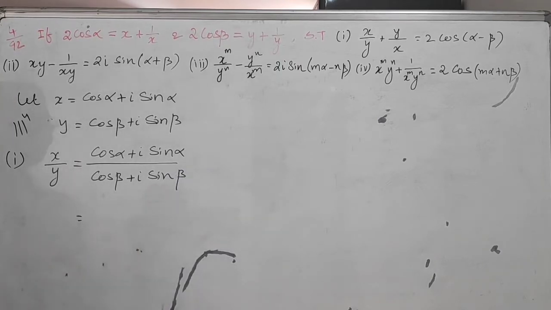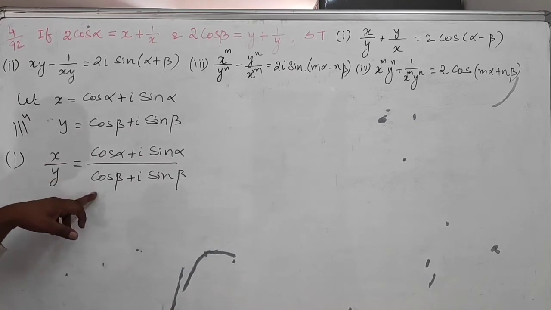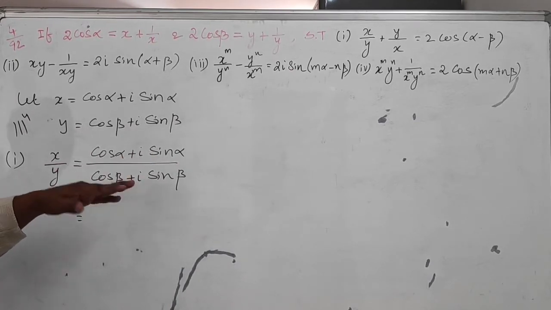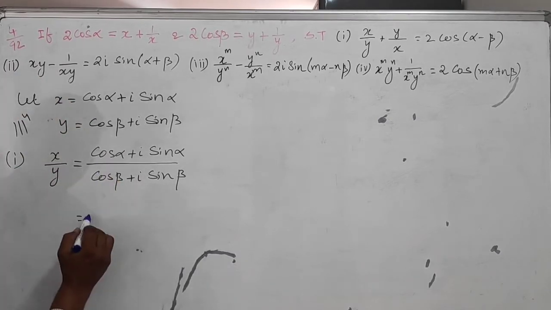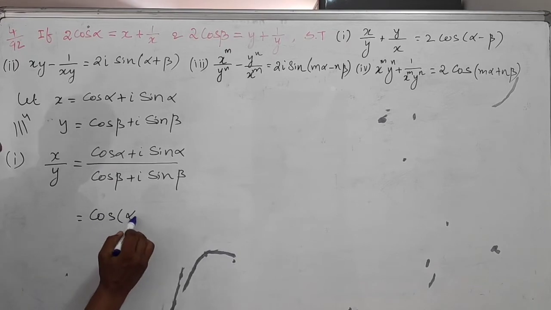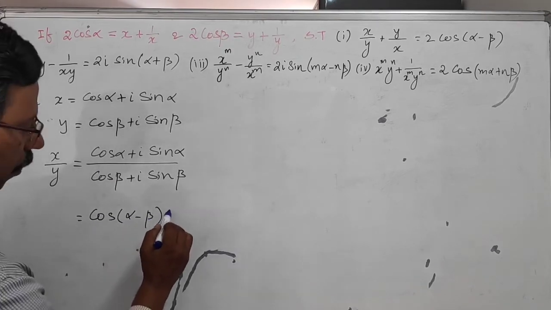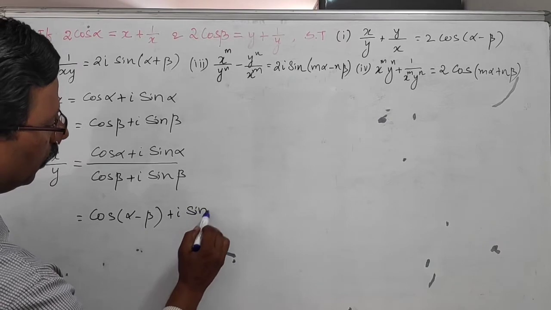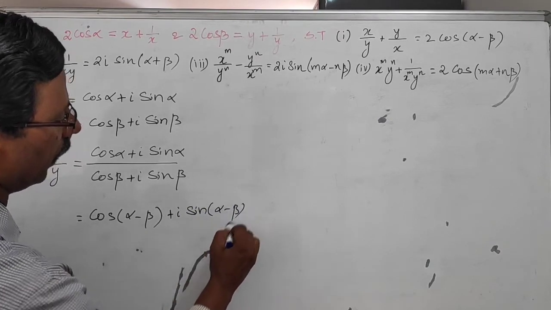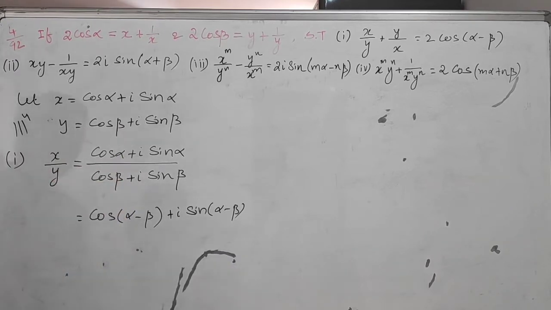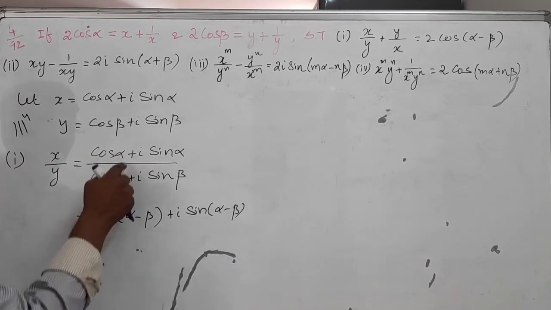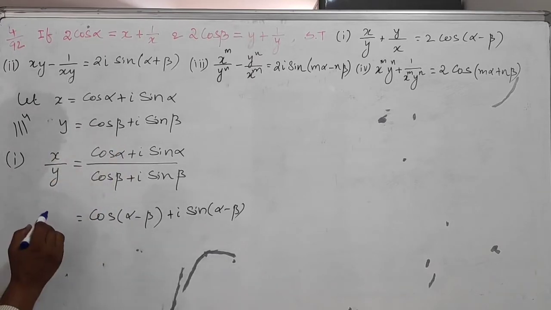Whenever you want to divide one complex number by another complex number in polar form, now they are in standard form, while dividing we can subtract their arguments. This can be written as cos of alpha minus beta plus i sin of alpha minus beta. Before that, these two must have the same sign, plus means plus, minus means minus. It is better to always take plus, that is the standard form. This is x by y.